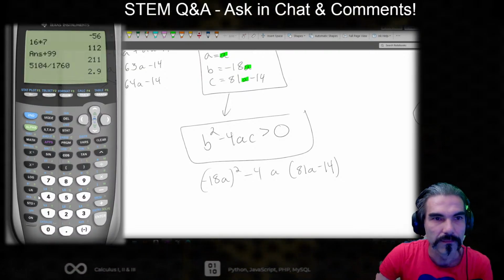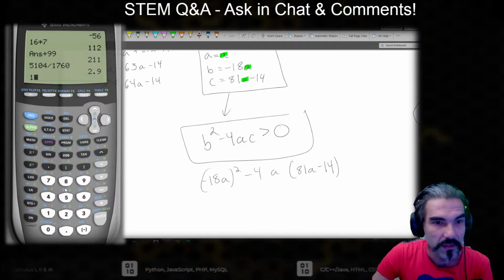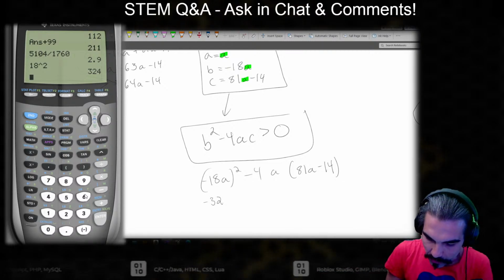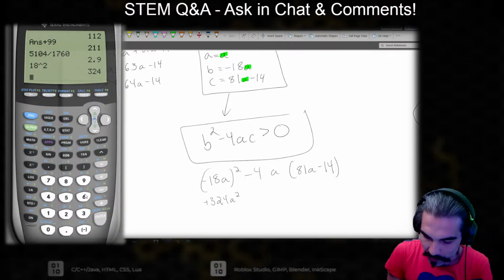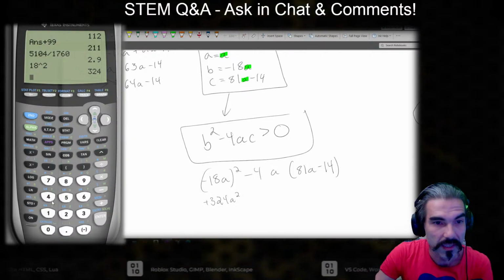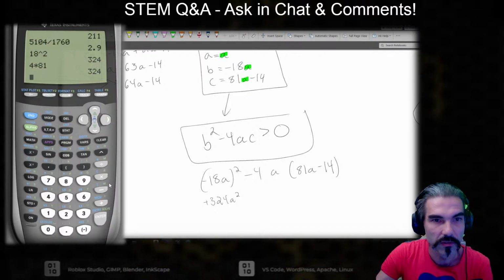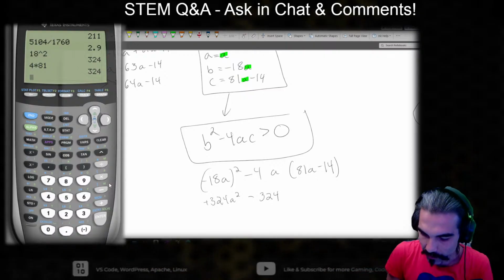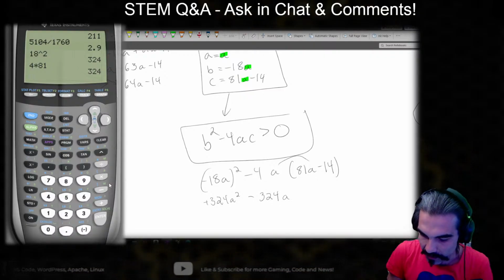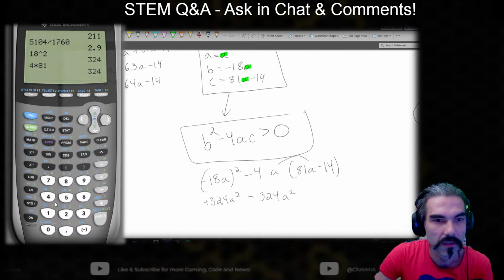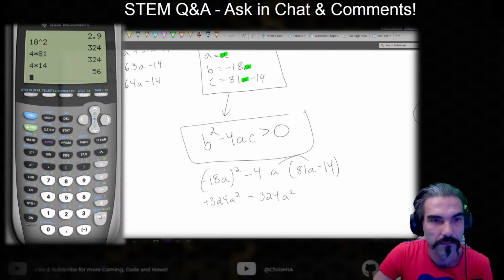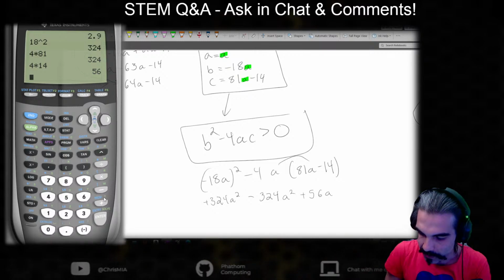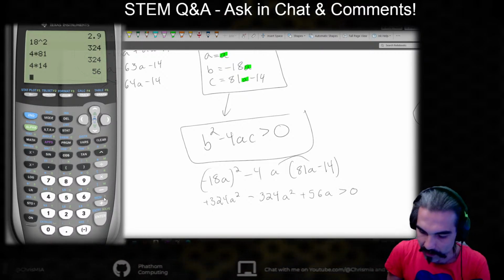So take that 18 squared. This is basically you having a calculator on the test. That's a negative 324a squared. Then 4 times 81 with the distribution. Interesting, we got a negative 324 with an a squared because of a times a. And then 4a times 14, positive 56a, and still greater than 0.